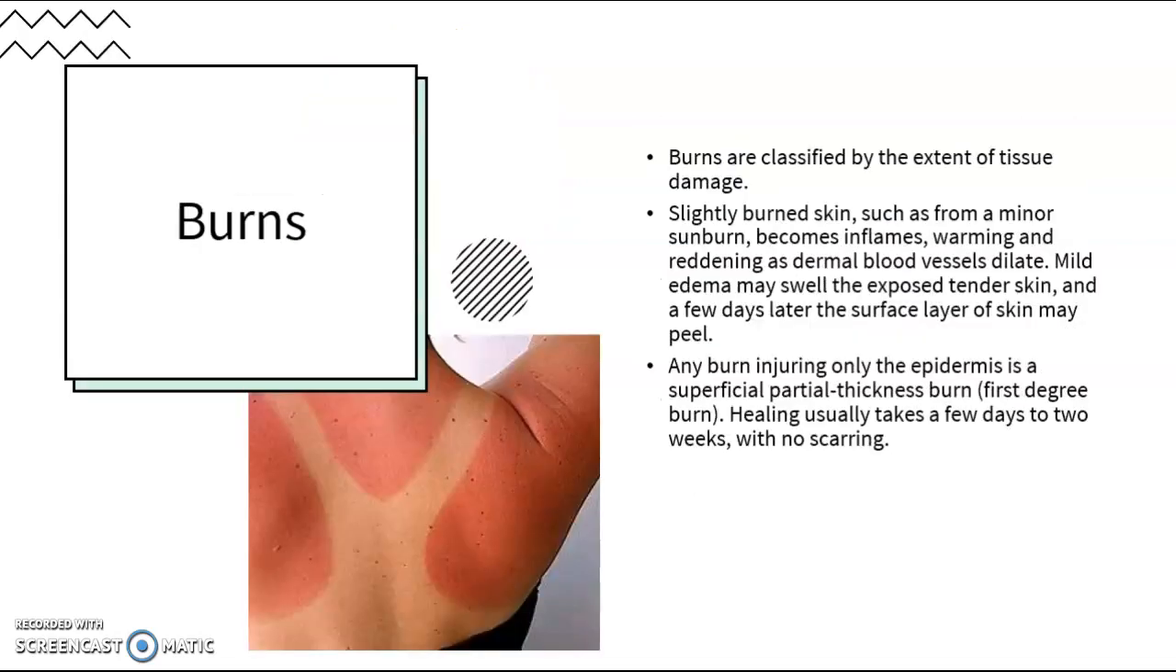Going on to burns. Burns are classified by the extent of tissue damage. Slightly burned skin, such as from a minor sunburn, becomes inflamed, warming and reddening as dermal blood vessels dilate. Mild edema may swell the exposed tender area, and a few days later the surface layer of skin may peel. Any burn injuring only the epidermis is a superficial partial thickness burn, or first-degree burn. Healing usually takes a few days to 2 weeks with no scarring. Right here is an example of a minor sunburn.